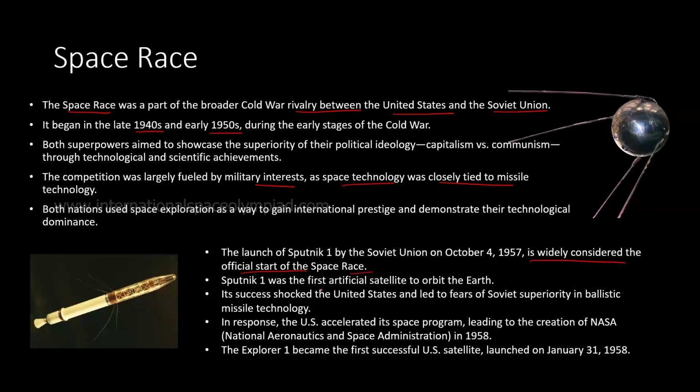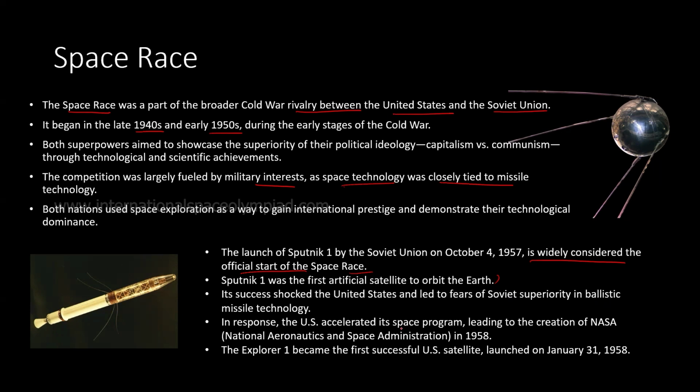Sputnik 1 was the first artificial satellite to orbit the Earth, and its success shocked the United States and led to fears of Soviet superiority in ballistic missile technology.